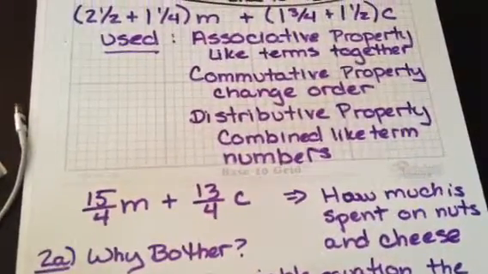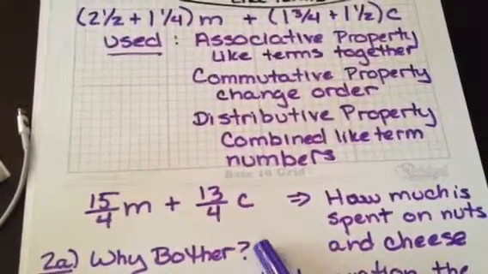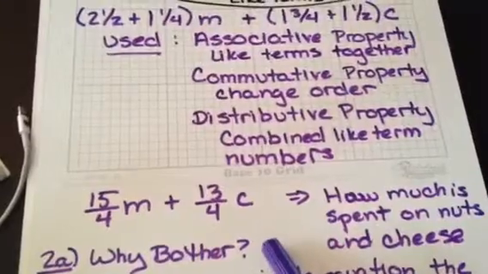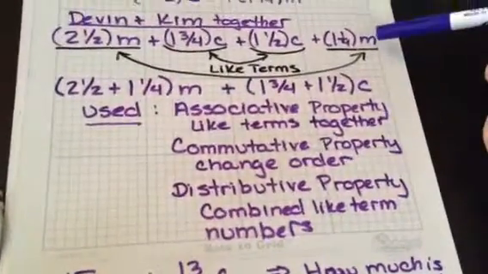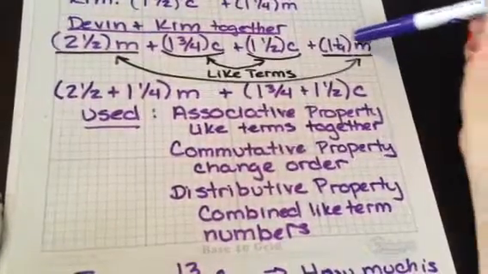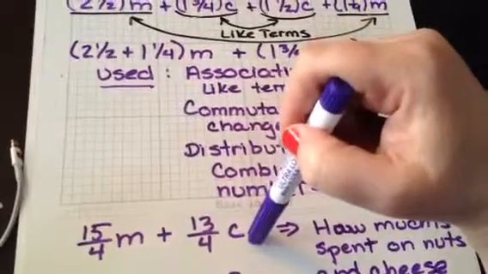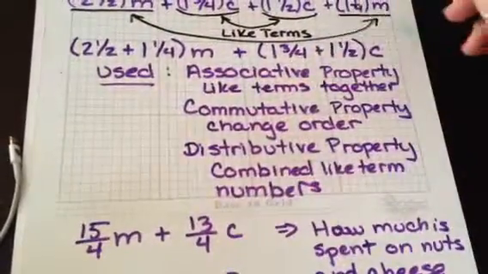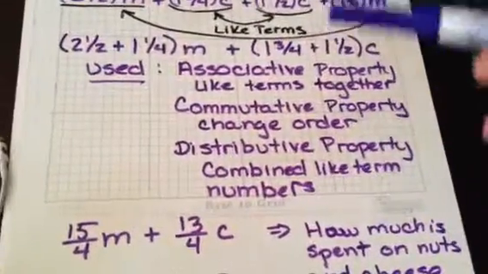Now, question 2A asks why bother, and you don't get to say you don't. And it's not because Mrs. Graham's making you. What they're asking is, why is it good to take this expression here and go through the work to rewrite it like this expression here? Why is that a benefit? What does that help you do? How is that easier?